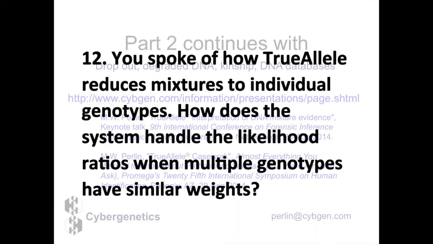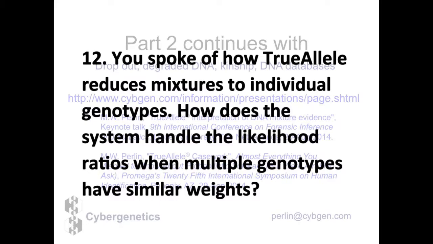The next question is, you spoke of how TrueAllele reduces mixtures to individual genotypes. How does TrueAllele handle the likelihood ratios when multiple genotypes have similar weights? This is true for even 8-person mixtures, but let's take the simple case of a 2-person mixture. If you have a 2-person mixture with a 3-to-1 ratio, then there's a lot of information in those peak heights and in the mixture weights that helps separate out genotypes. You see that in your own lab when you're doing a modified RMP with a 9-to-1 ratio, pulling out the major. It works that way in TrueAllele even for the minor.